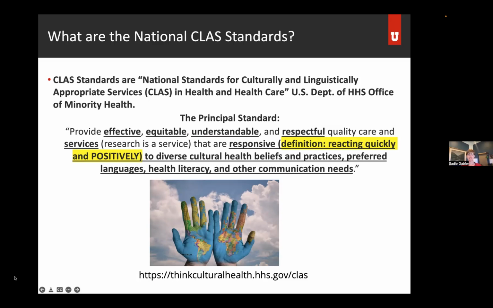So as we think about the principal standards to provide effective, equitable, understandable, and respectful services, some of the things we talk about are how effective are our recruitment efforts? So are we actually reaching the community in which we're trying to do our research with? Oftentimes researchers will not be immersed in the community that they're hoping to study. And there tends to be a little bit of a lag between individuals willing to take part in their study because they did not feel like they were included in the design of the study. And being included in the design of the study is paramount to providing participant and patient-centric research studies. So let's go back to the CLAS standards.